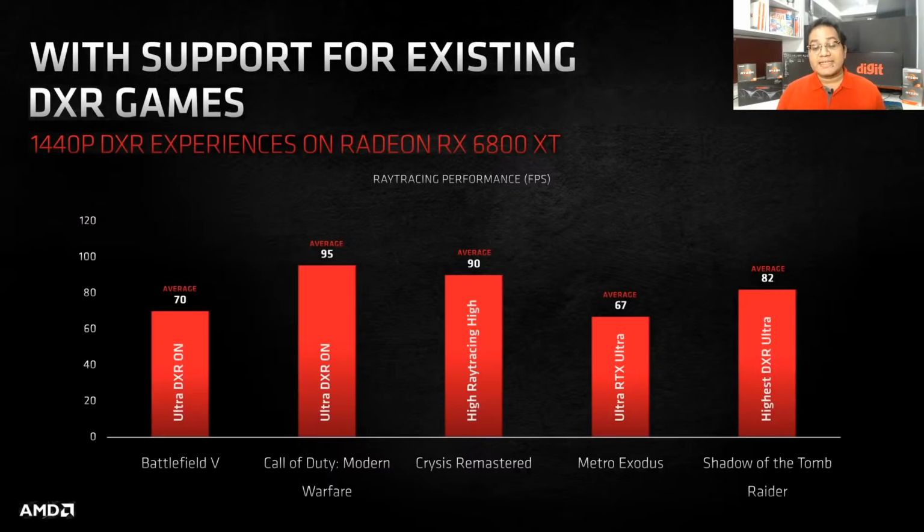Now, the Radeon RX 6000 series of graphics cards uses DXR, that is Microsoft's implementation of ray tracing. And here we see the performance in several video games. These are games that have been launched in, let's say, the last year or more, and these scores were obtained with a Radeon RX 6800 XT running at 1440p resolution. The FPS values we can see range from 67 to 95.